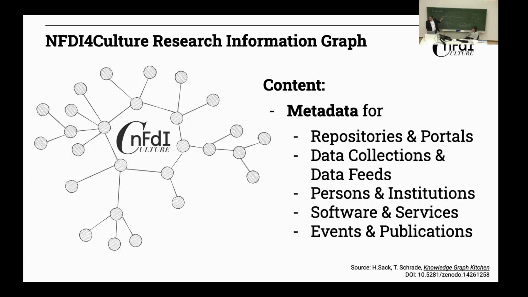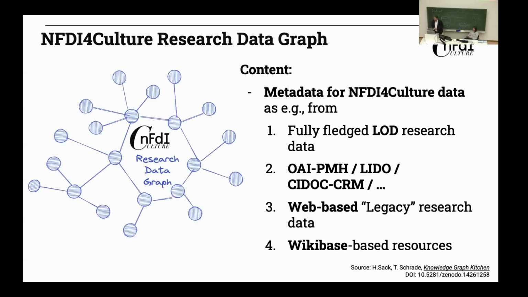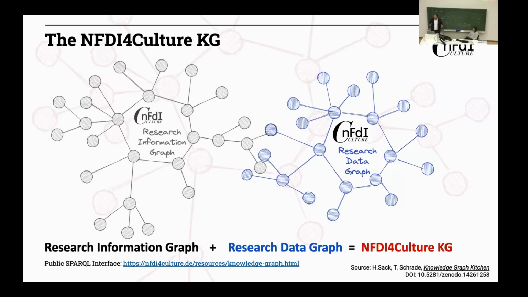So that contains all the information that I've already shown you about repositories, data collections, portals. So all the statistics that I've already shown you, we can directly acquire from that part of the graph. And at the same time, we have the research data graph. And that's a metadata graph on all the cultural heritage resources that we integrate into the knowledge graph infrastructure. So we can say the research information graph and the research data graph are together the cultural knowledge graph.